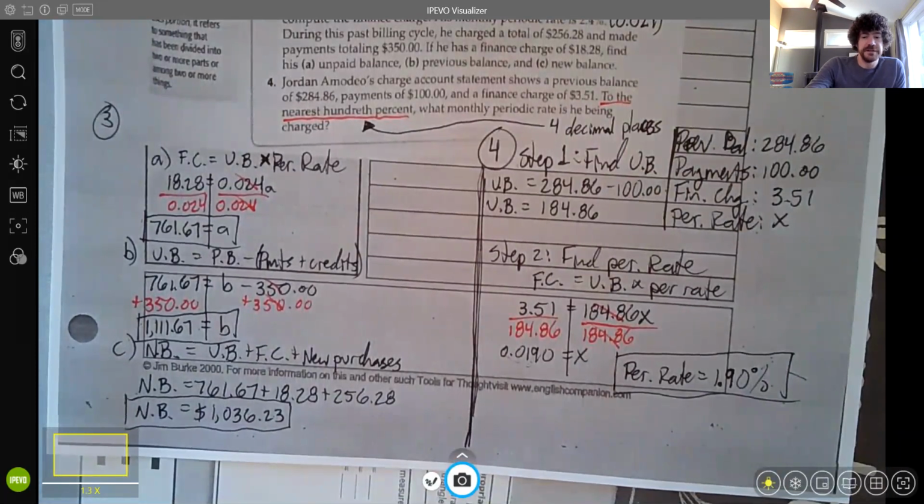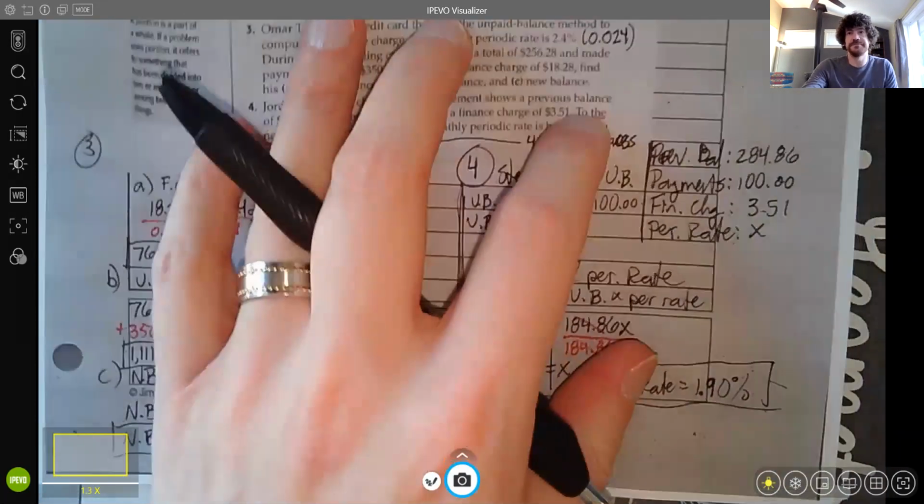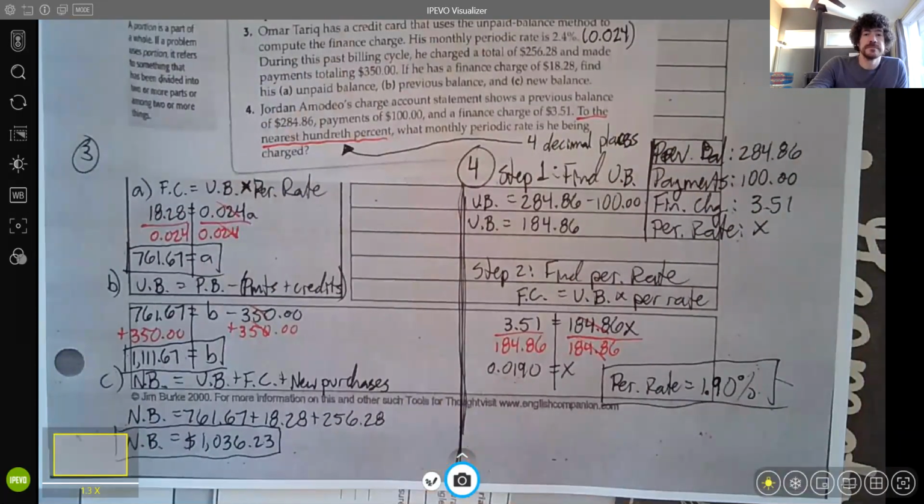That is it for the notes for the day. Let's go ahead and have a quick look at the assignment. And we'll get out of here.